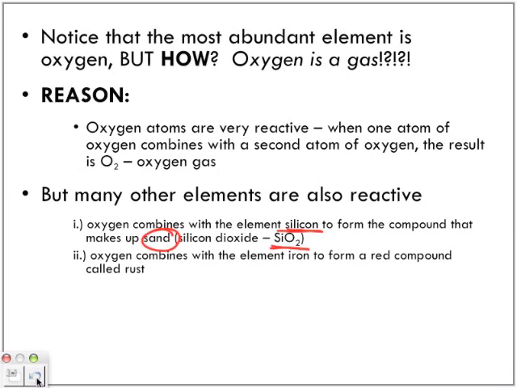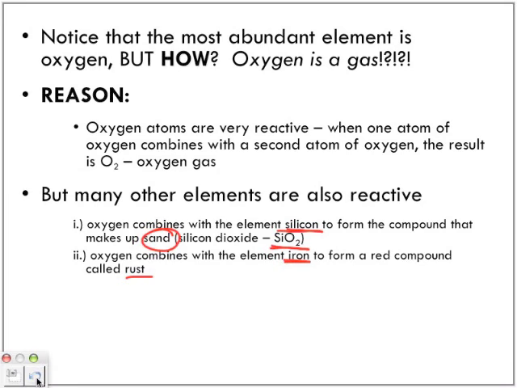Oxygen combines with the element iron, which can also be found, and that forms rust. So notice how reactive oxygen is. Even though oxygen at room temperature is a gas, oxygen alone is so reactive that it reacts with other elements to form new compounds. And these new compounds also have oxygen within them.